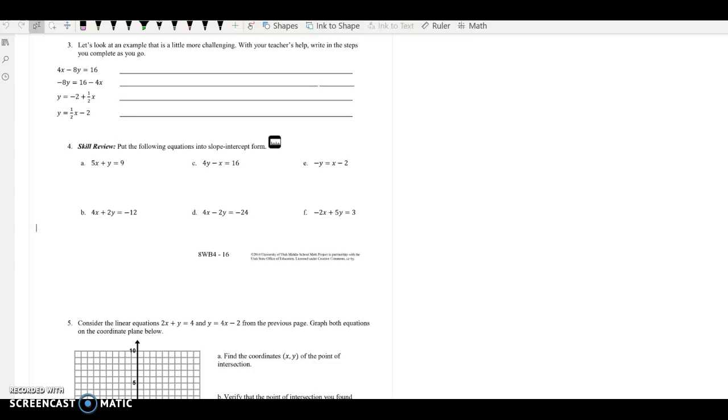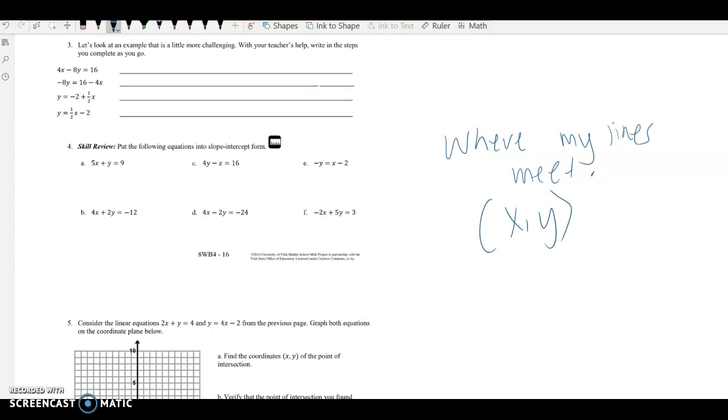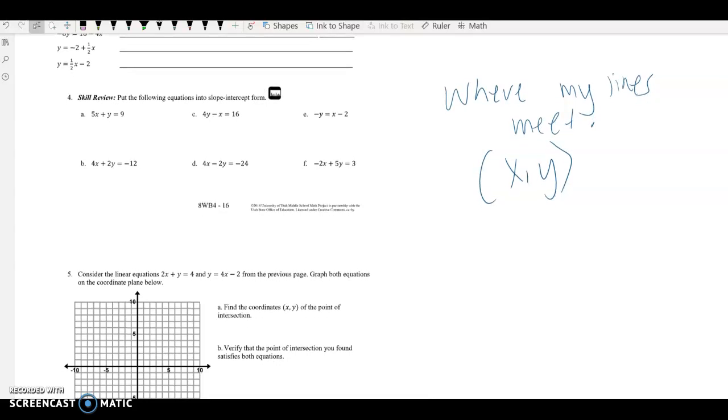All right, guys, so this is 4.1c, and chapter 4 is all on systems of equations. So your goal for this chapter is to figure out where my lines intersect, or where they meet. That point, that ordered pair, is called my solution. So just as a friendly reminder, let's look at number 4 here.